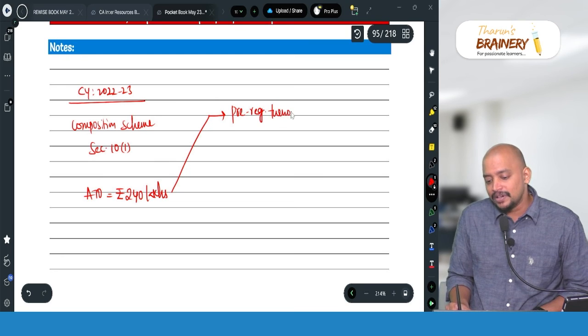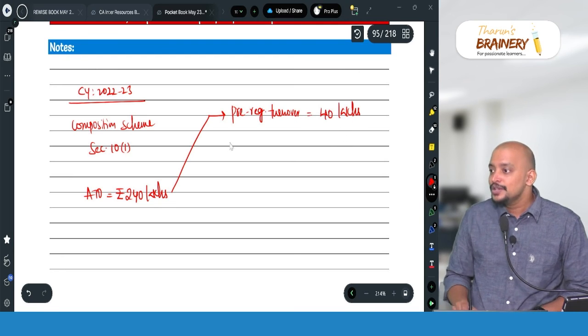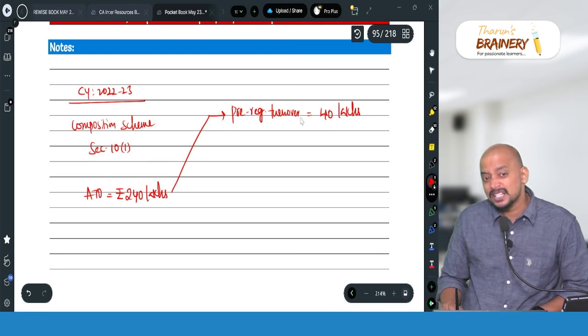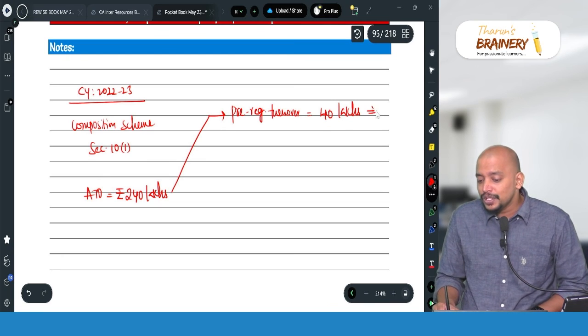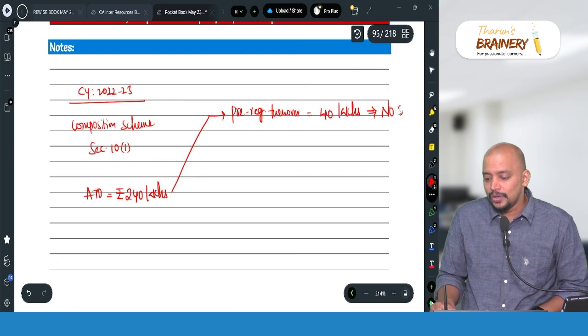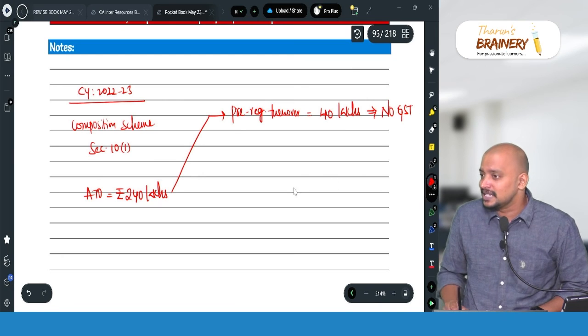Now, in this 240 lakhs, what is your pre-registration turnover? Only 40 lakhs, because only after crossing 40 lakhs you need to register, na? So pre-registration turnover is 40 lakhs. On that, whether you need to pay any GST? No, you are not required to pay any GST.